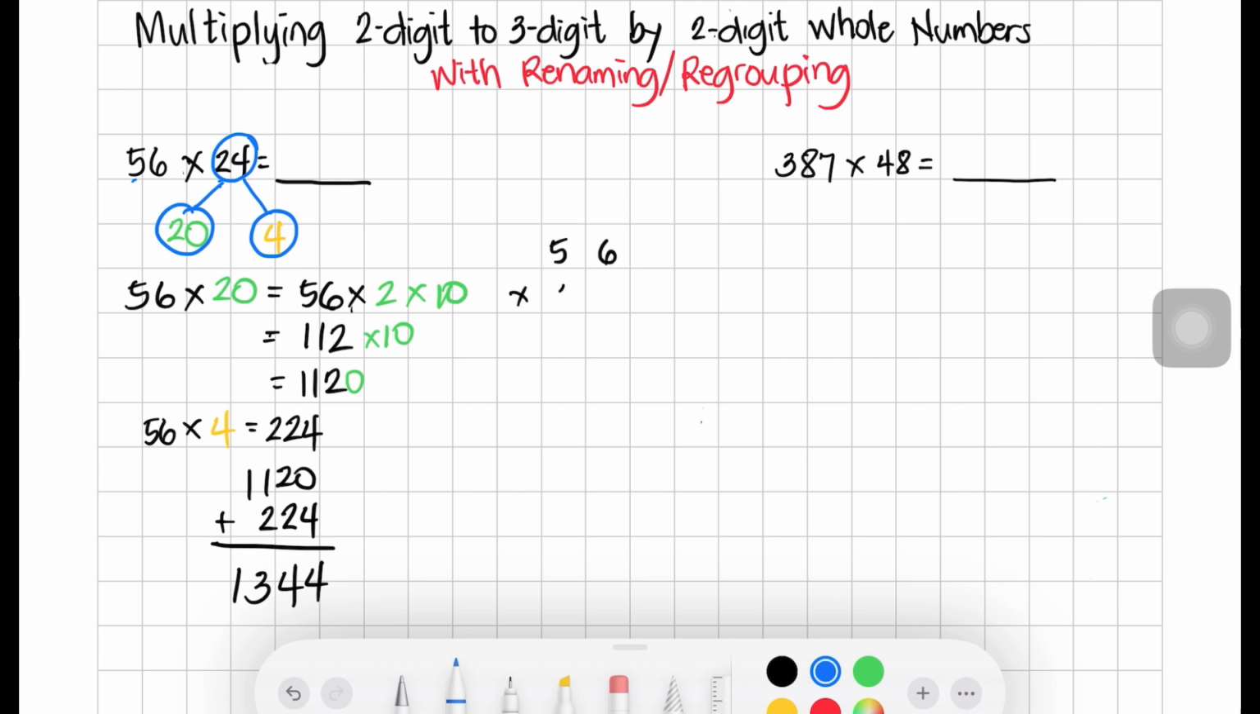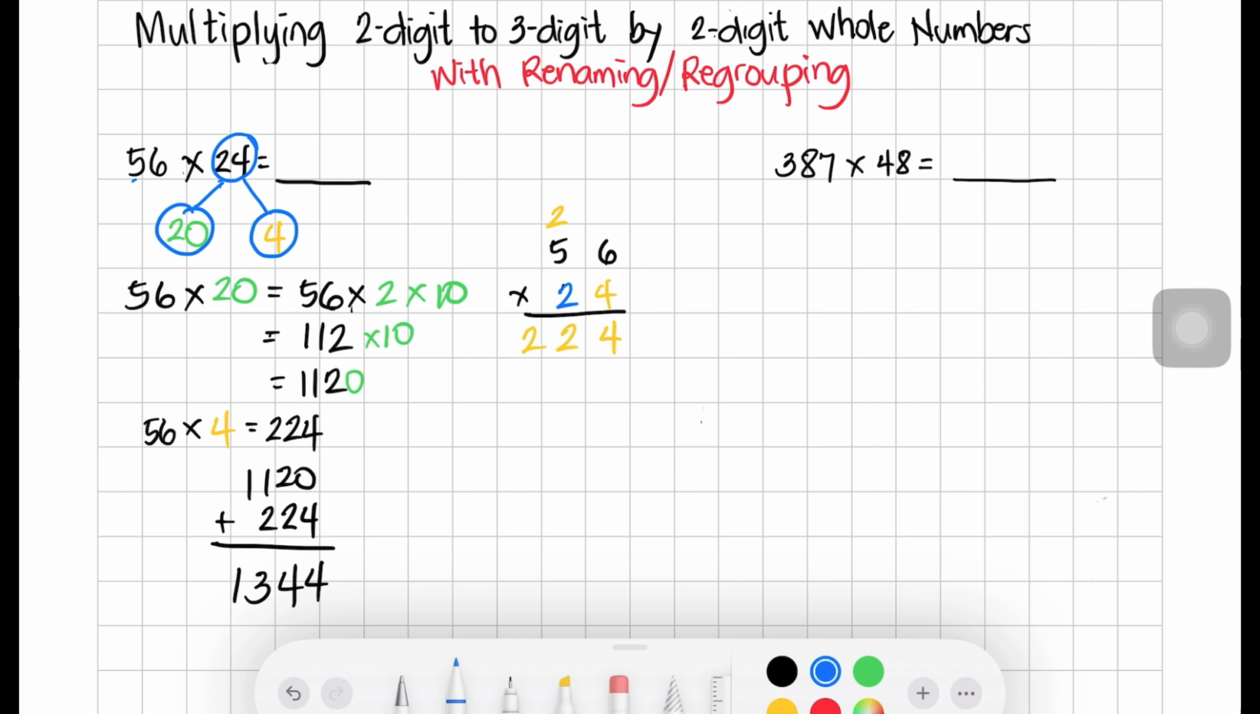Another way is, of course, the vertical multiplication. 56 times 24. So we will multiply 56 first with 4. So 6 times 4 is 24. So that's 24 ones. The 2 will be 2 tens already. So regrouped. 5 tens times 4 is 20 tens plus 2, 22 tens, which is actually 220.